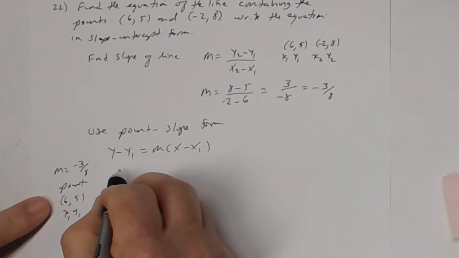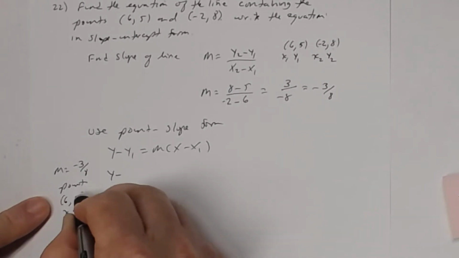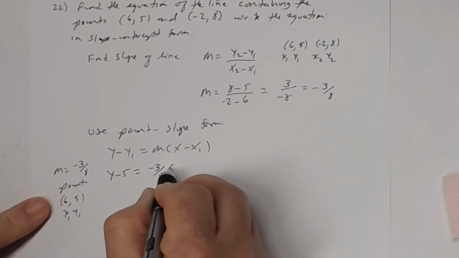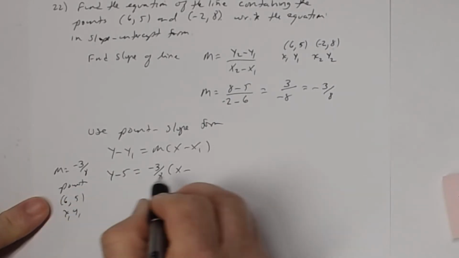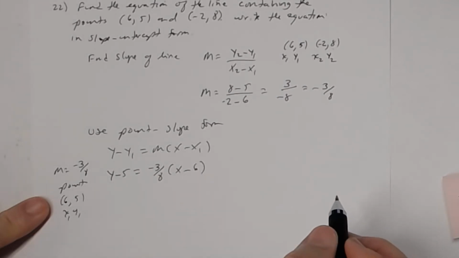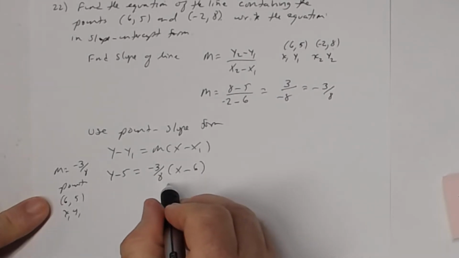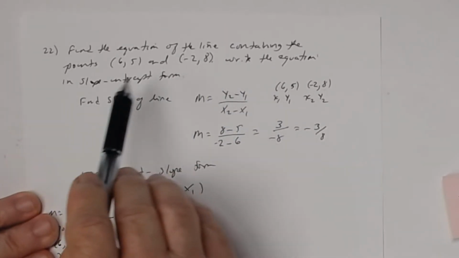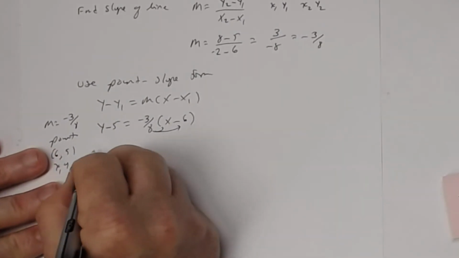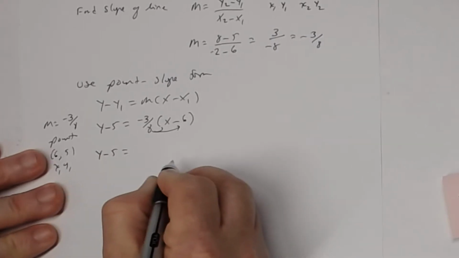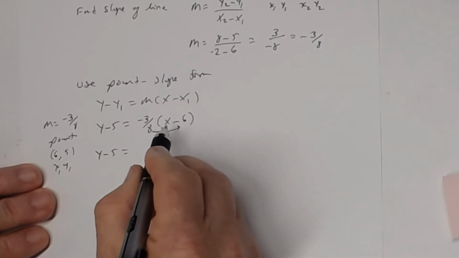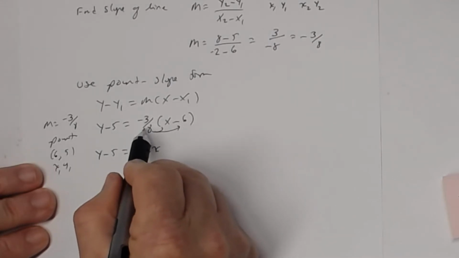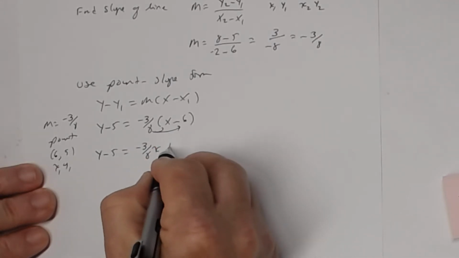x1, y1. So I get y subtract 5 equals the slope, which is negative 3/8, times x subtract x1, which is 6. All right, and then we're going to go ahead and distribute to get y by itself because it indicates you want the answer in slope-intercept form. So I get y subtract 5 equals, negative 3/8 times x is a negative 3/8 x. Now, a negative times a negative is a positive, so you can say plus.